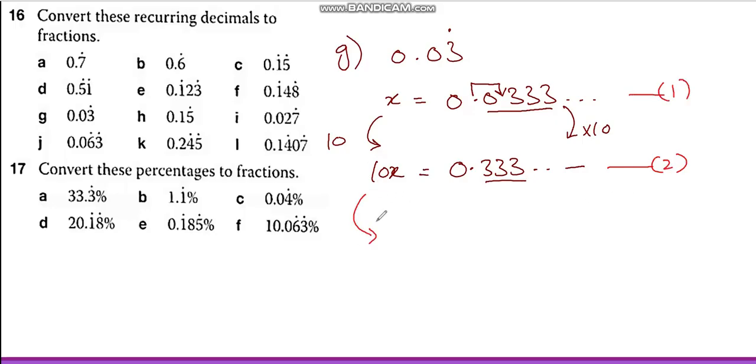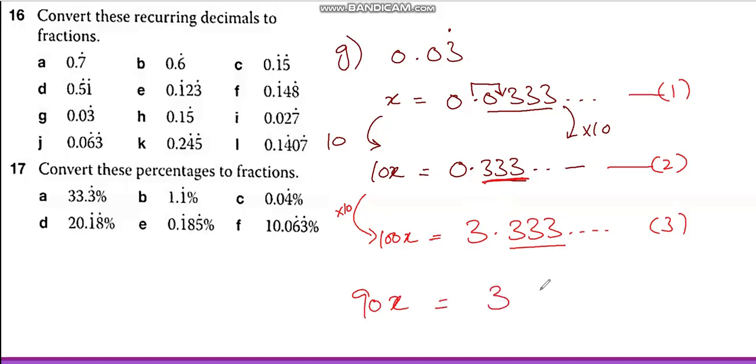If we multiply that equation by 10 again, we get 100x on the left side, and on the right side, we get 3.3333 and so on. Now you can see that we can easily subtract this decimal part, 0.3333, from this decimal part. So if we subtract equation 2 from equation 3, we get 90x on the left side and 3 on the right side. In its simplest form, we get 3 over 90. And if we divide both numerator and denominator by 3, we get 1 over 30.